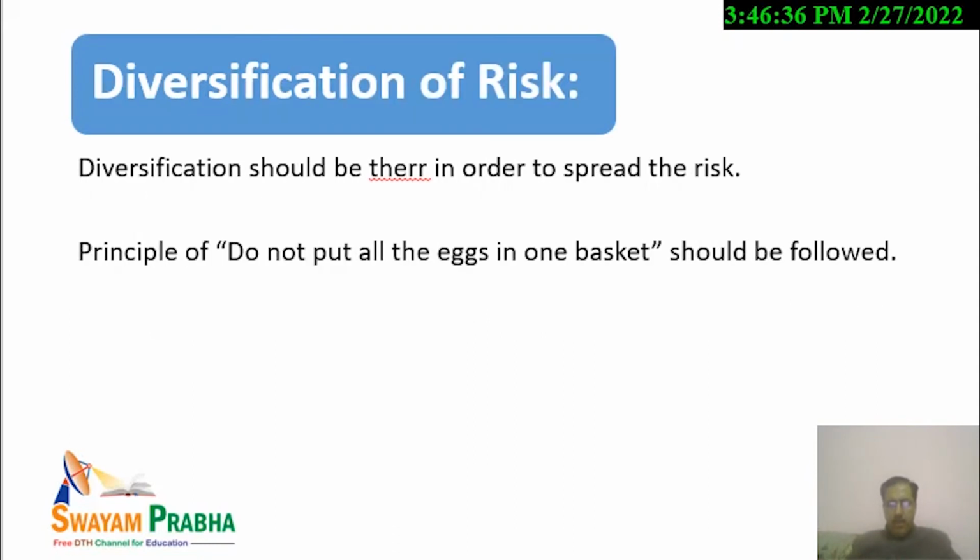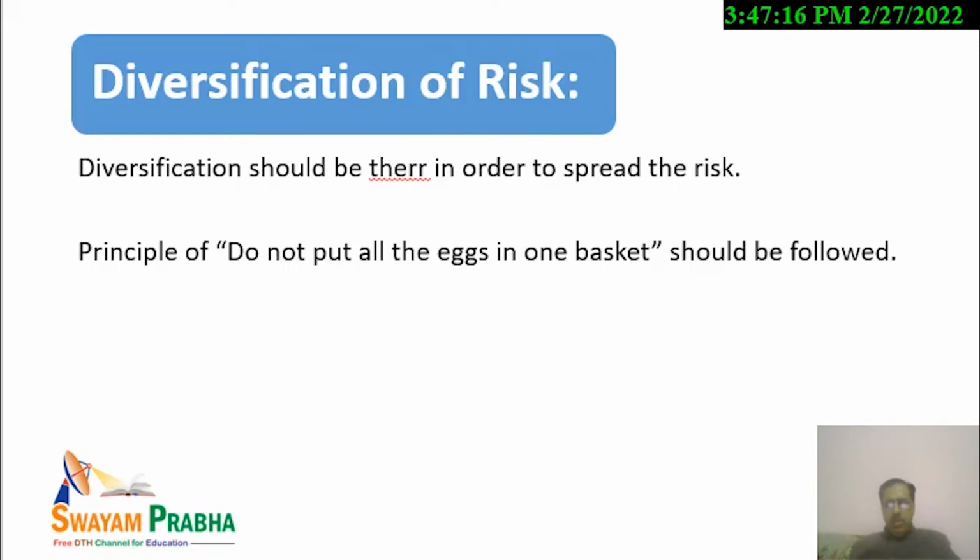Now the next principle is diversification of risk. In this case, you must think that it is based upon the principle of don't put all the eggs in one basket. That is the basic fundamental rule behind this principle of lending. Diversification should be there in order to spread the risk. It is basically a cardinal principle of lending, and it will be very helpful in spreading the risk.